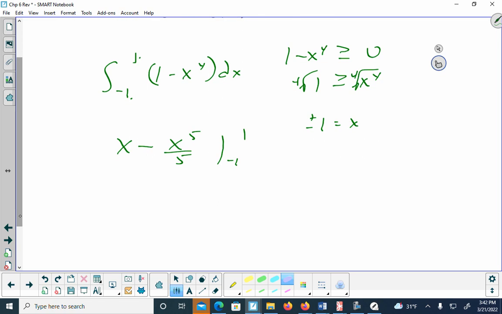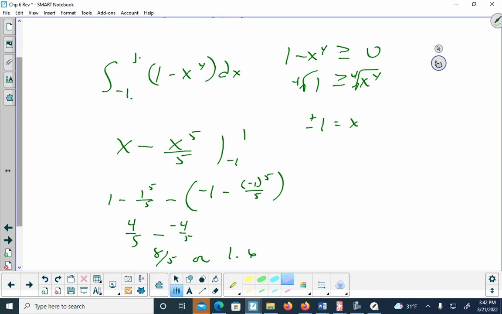So when I do this, I get 1 minus 1 to the fifth over 5, minus -1 minus -1 to the fifth over 5. So I get 4/5 minus -4/5, and it's going to be 8/5 or 1.6. If you would have graphed it, which I'm assuming most of you would have graphed it instead of doing this, you would have had something like this. This is -1 to 1.